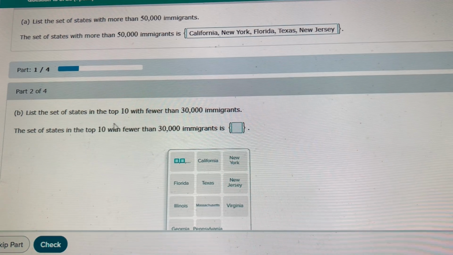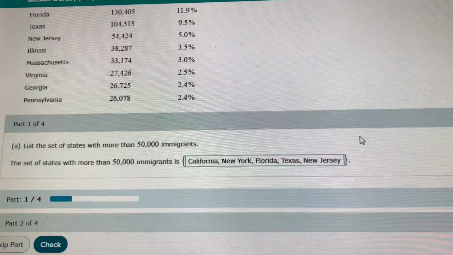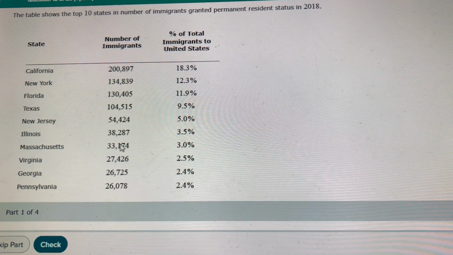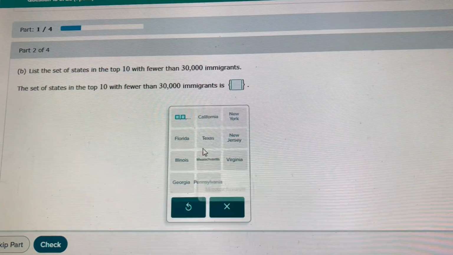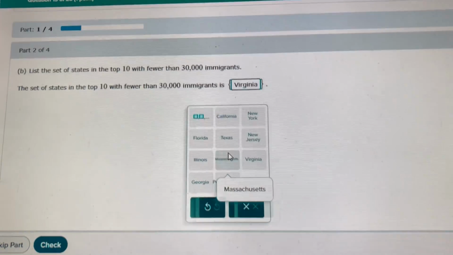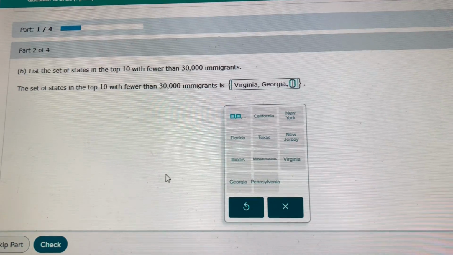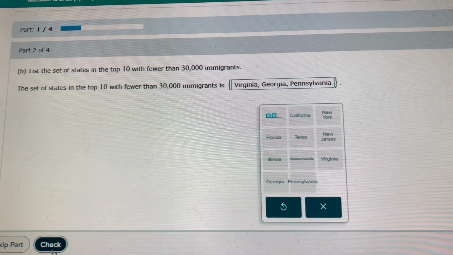List the sets of states in the top 10 with fewer than 30,000. Fewer than 30,000 goes below this 33, so it's these three right here. So it's Virginia, Georgia, Pennsylvania, the last three. Virginia, comma, Georgia, comma, Pennsylvania.